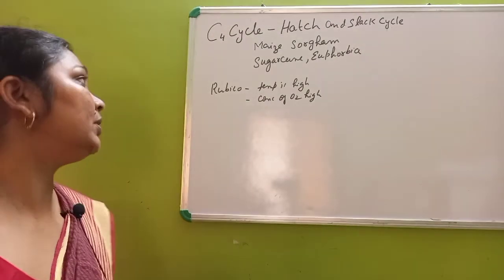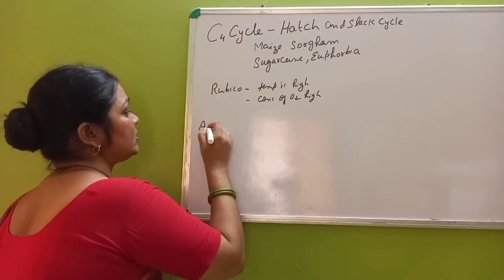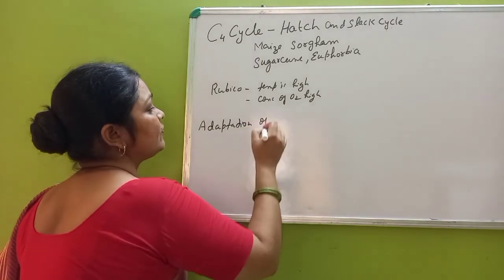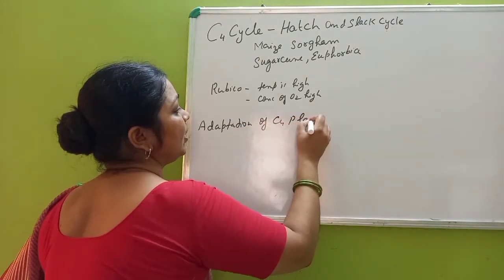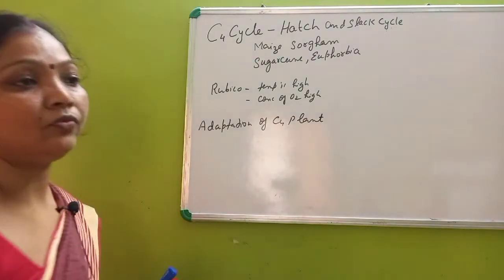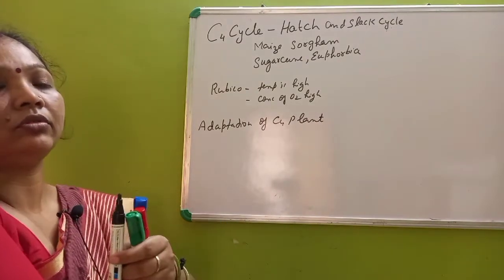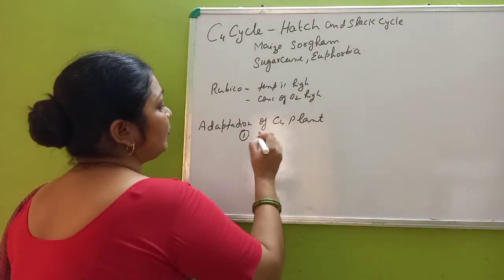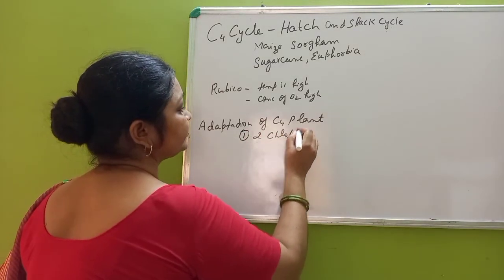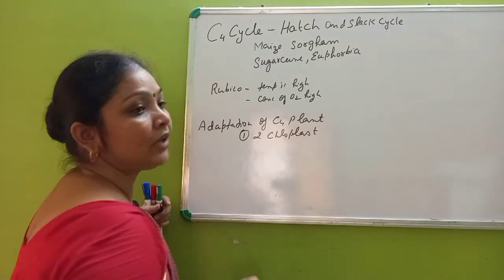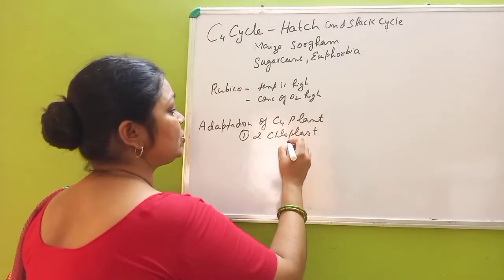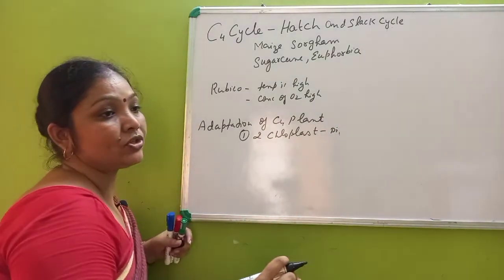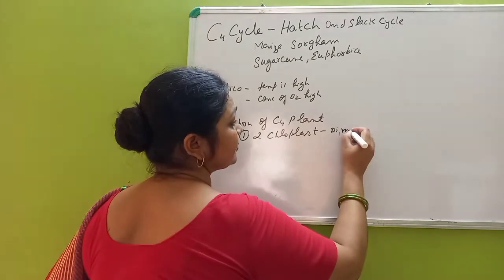And so what the plant has adapted, that is the adaptation of C4 plants. First, they have two types of chloroplast. I have already told you that they show dimorphic chloroplast.